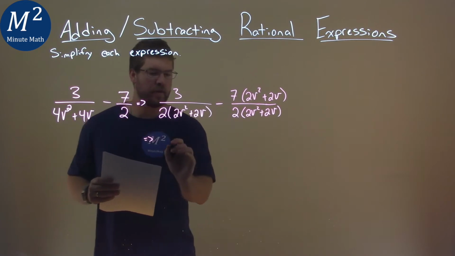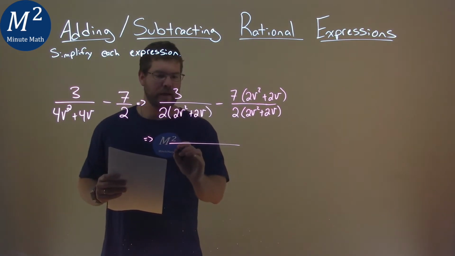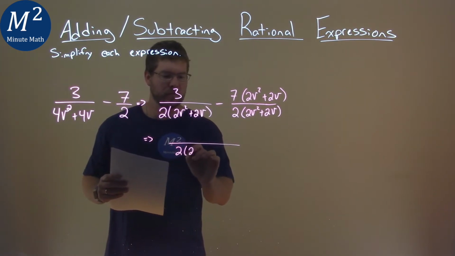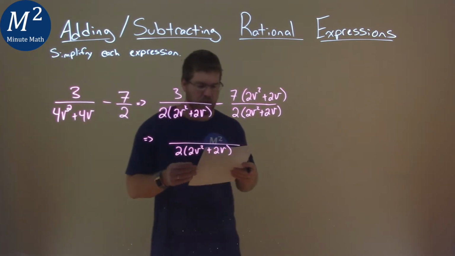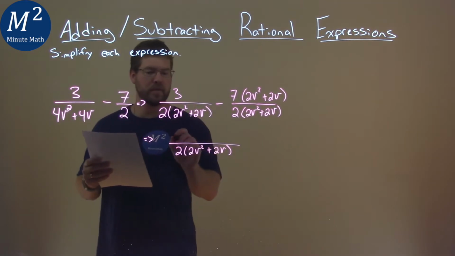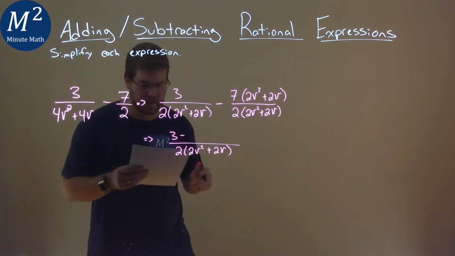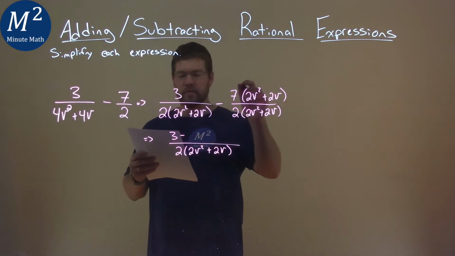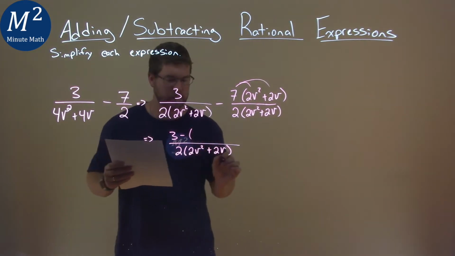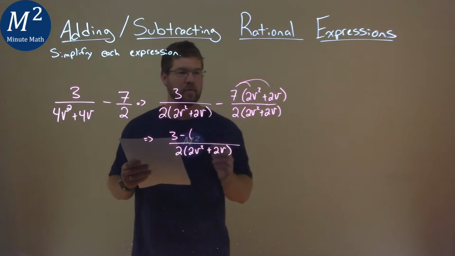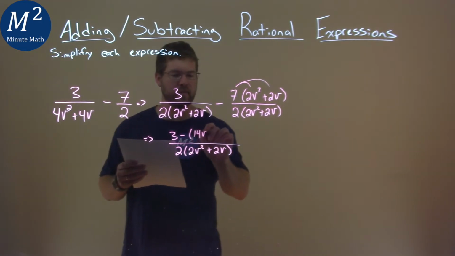So let's go do that. Our denominator here, we have a 2 times a 2v squared plus 2v now in our denominator. And then our numerator, we still have that 3 minus. Now, we distribute this right here. When we distribute that over, we'll keep it one big fraction here. Minus 7 times 2v squared is a 14v squared.